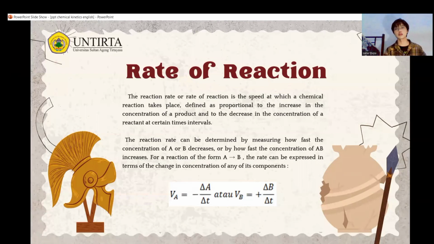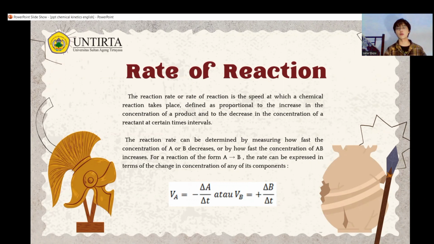Rate of reaction. Rate of reaction is the speed at which a chemical reaction takes place, defined as proportional to the increase in the concentration of a product and to the decrease in the concentration of a reactant at certain time intervals. The reaction rate can be determined by measuring how fast the concentration of A decreases or by how fast the concentration of B increases.